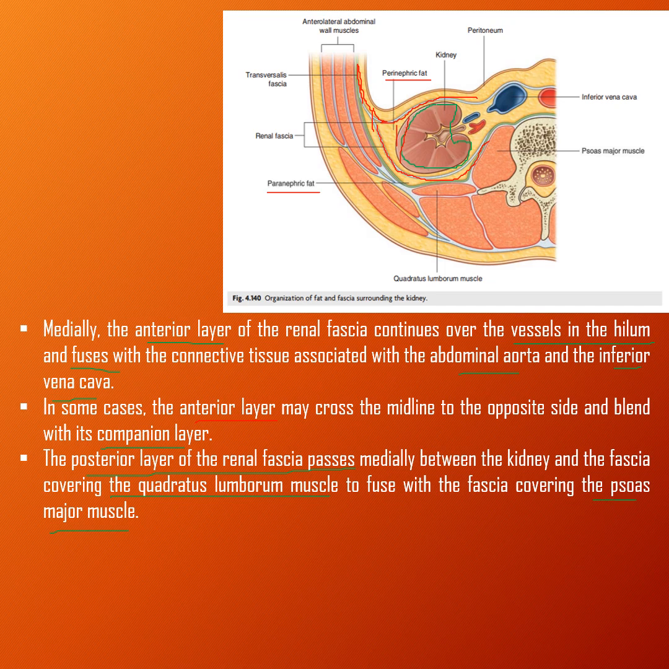As you can see here, the renal fascia covering the psoas major muscle and the quadratus lumborum muscle here. Inferiorly, the anterior and posterior layers of the renal fascia enclose the ureter.